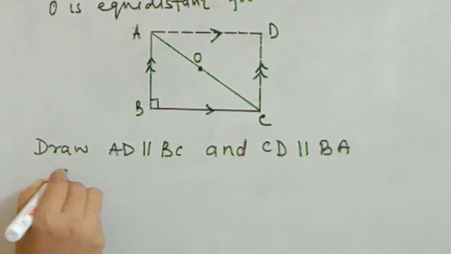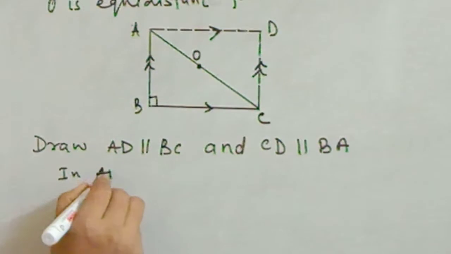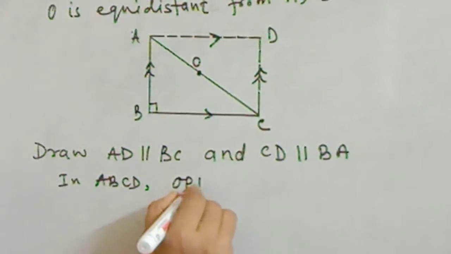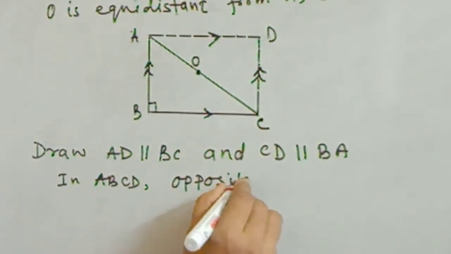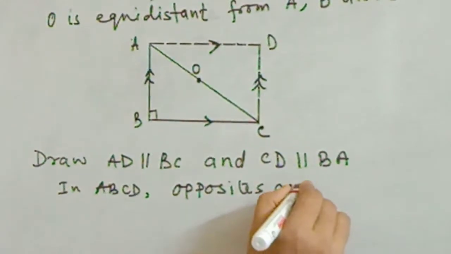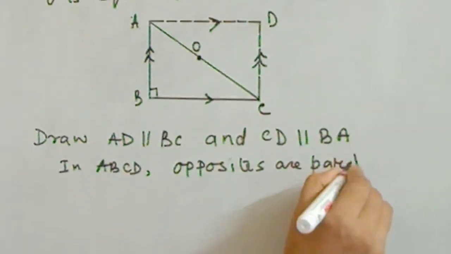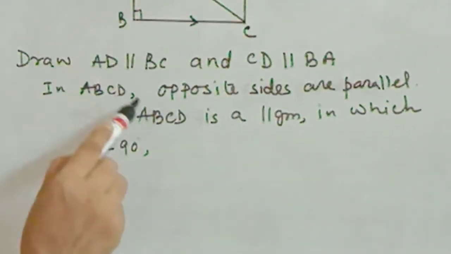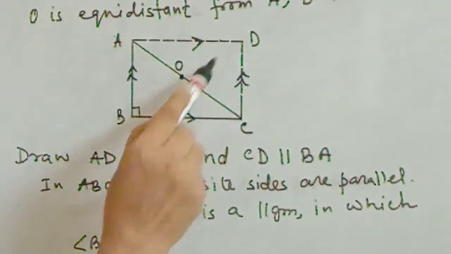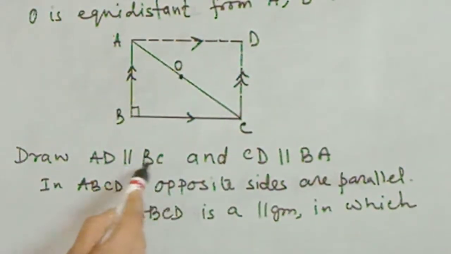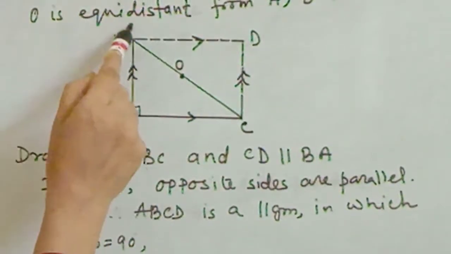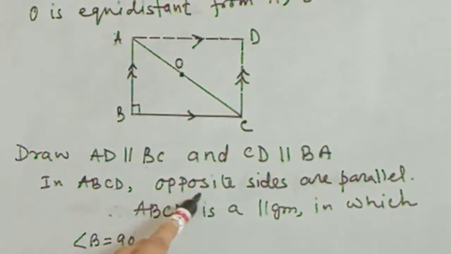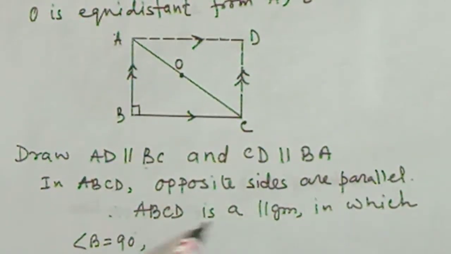Now in ABCD, opposite sides are parallel, as we have already drawn. AD parallel BC and DC parallel AB, or CD parallel AB, same. So in ABCD opposite sides are parallel, so ABCD is a parallelogram.